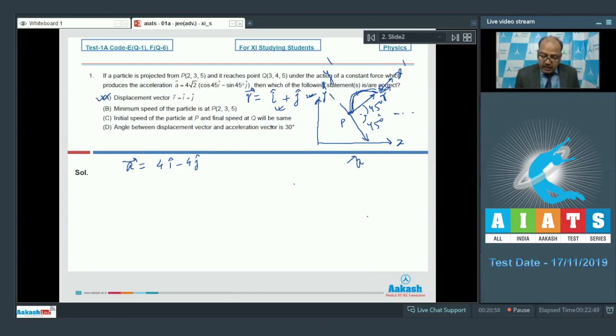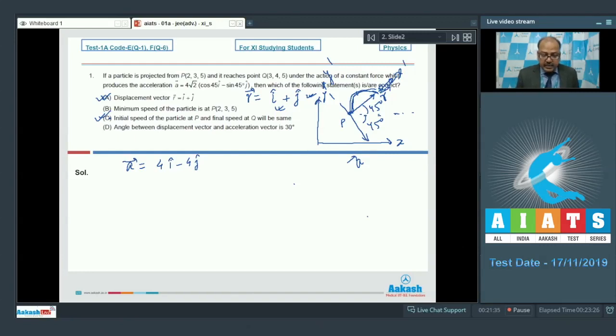Option C says initial speed of the particle at P and final speed at Q will be same. Now this will be correct because the displacement is perpendicular to acceleration, and if it has gone from P to Q, that means displacement along the y direction, that means displacement along the acceleration vector, has become 0. So at this point the speeds will be same. Of course the velocities will be different, but the speeds will be same. So option C is correct.